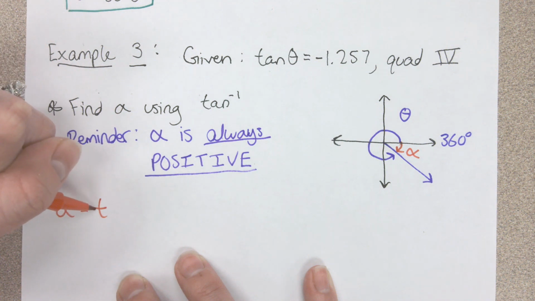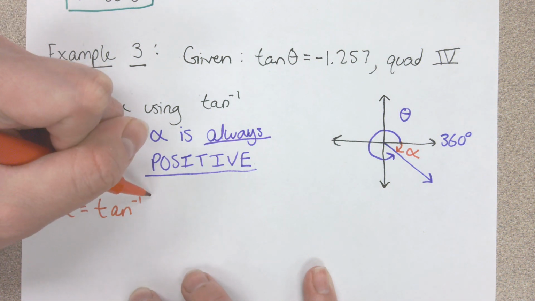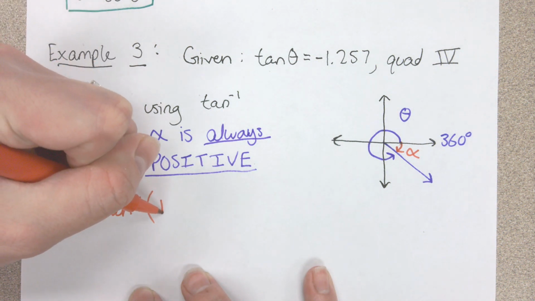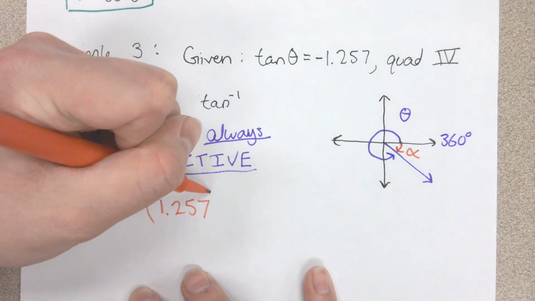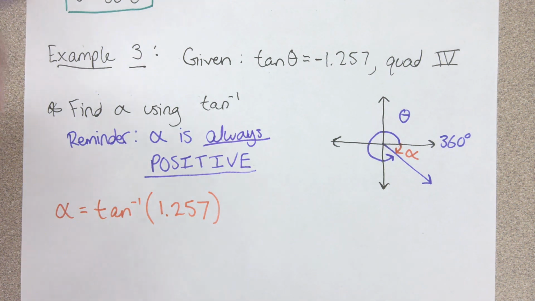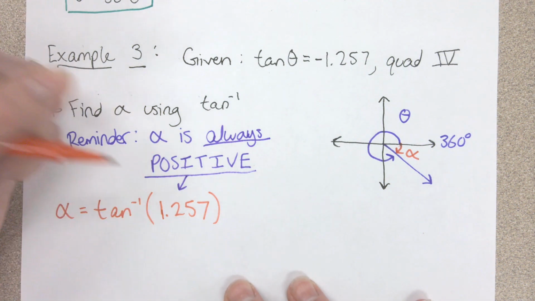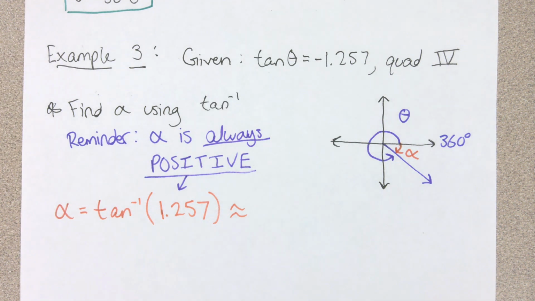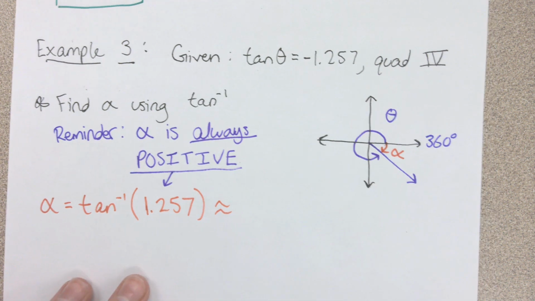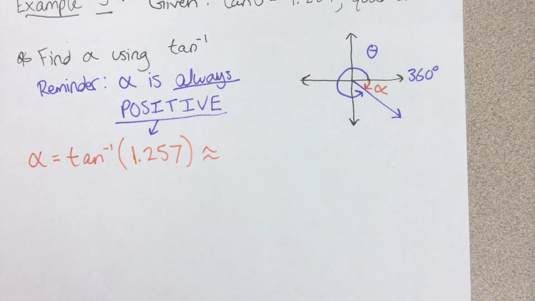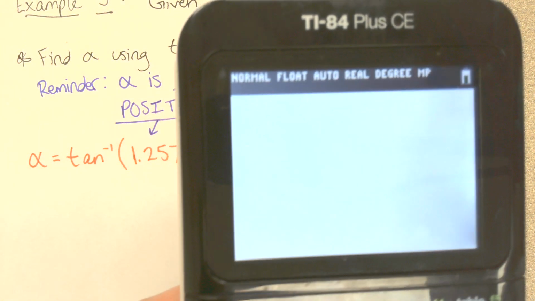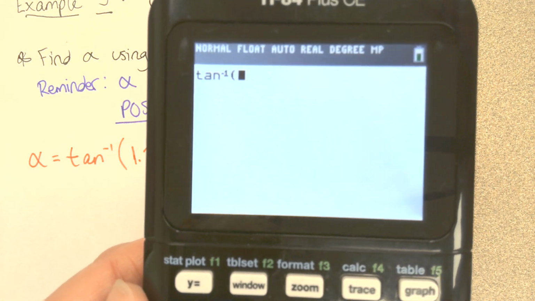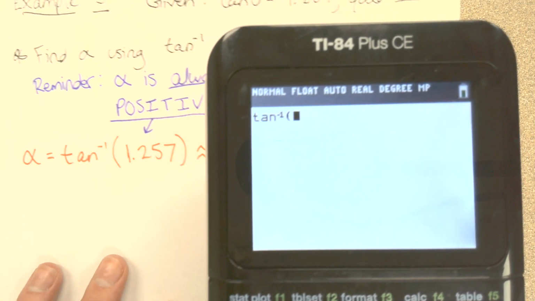So we're going to use inverse tangent, this time of positive 1.257. That's why the sign disappeared. That was not a mistake. And then we'll use the calculator to get that number. And I'm going to show you, it's not a major shortcut, but it'll help. Anything that helps.